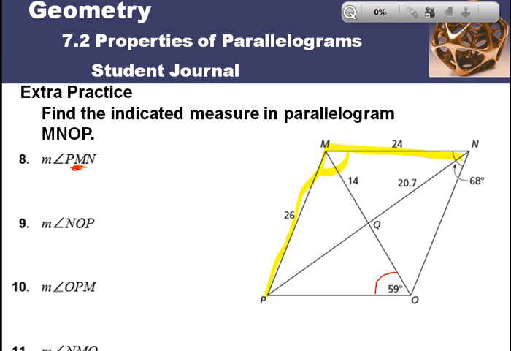Okay, but the good news is up here, we're given this big angle here. So this big angle right here is 68. And this angle, N, and this angle, M, are consecutive angles. And remember, consecutive angles add up to 180 degrees. So if I say 180 minus 68, I'm going to get 112. So I know that this angle right here, angle M, is 112 degrees.